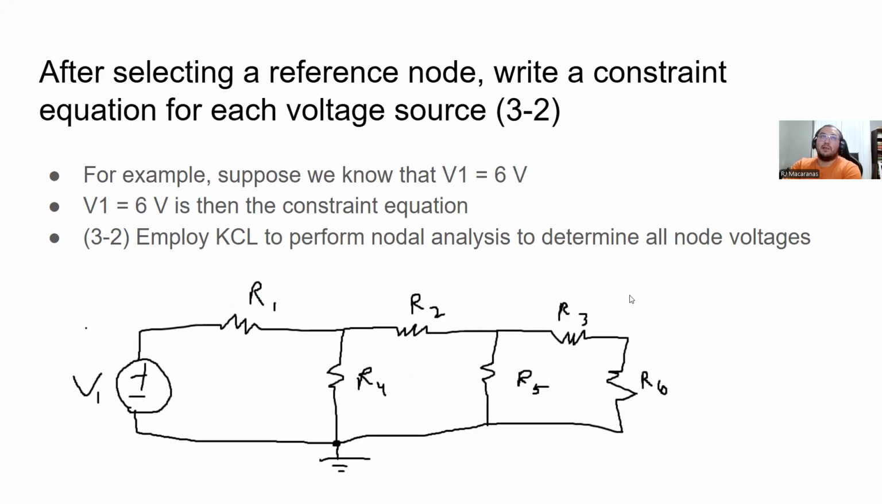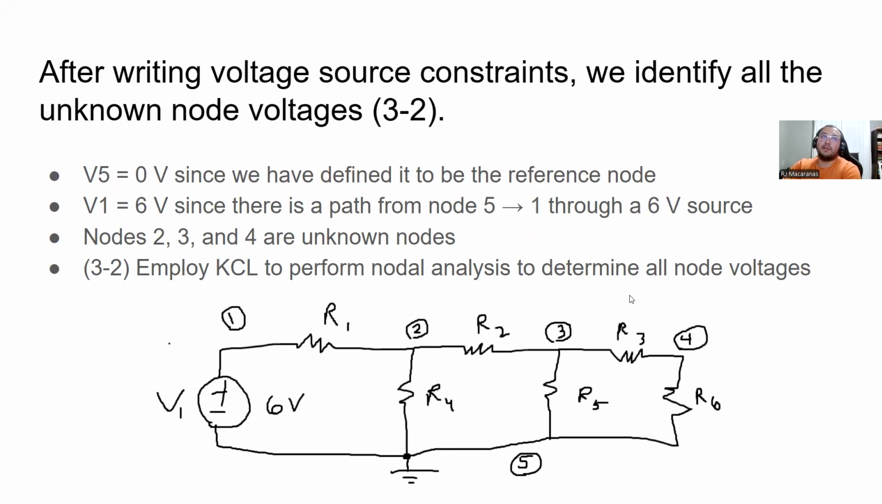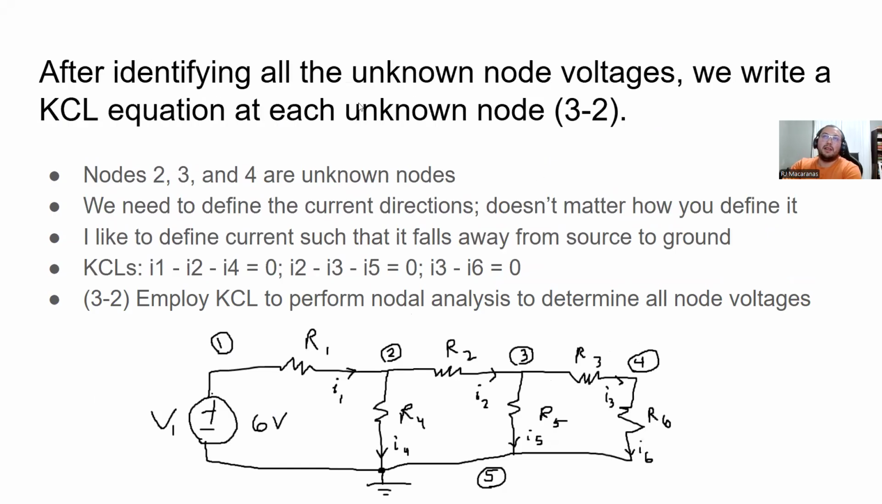We select the reference node, write all of these constraint equations for the voltage sources, identify all the unknown nodes, and then write KCL equations at each of these nodes. You'll recall that by KCL, what goes in must come out. To do this, we have to define the current directions. I like to define them such that the current is always falling away from the source and dropping to ground. That's just my convention. It doesn't really matter how you define them usually, but that's how I do it.